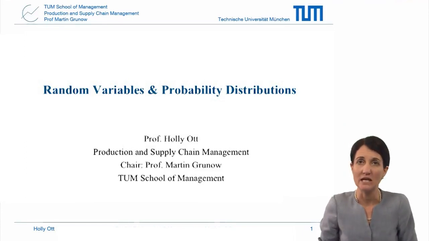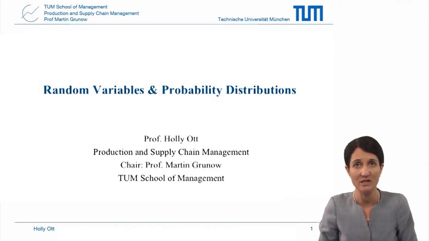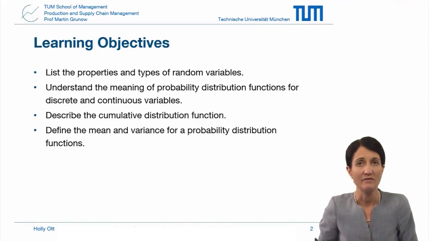Everyone, in this section we will review the concepts of random variables and probability distributions for random variables. The learning objectives for this session are to list the properties and types of random variables, to understand the meaning of probability distribution functions for discrete and continuous variables, and to describe the cumulative distribution function. We also want to define the mean and the variance for a probability distribution function.